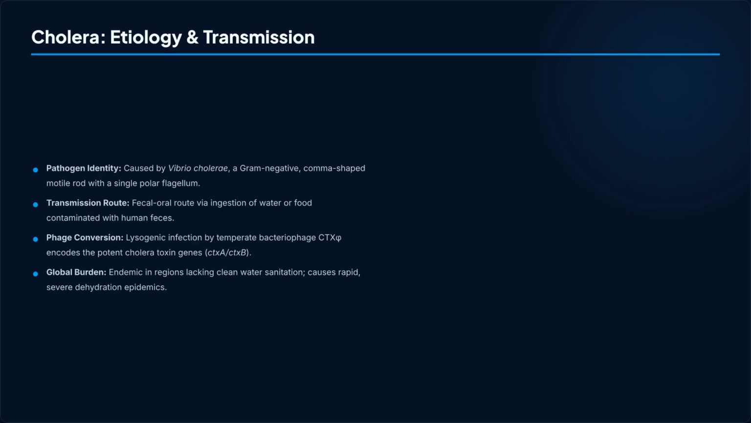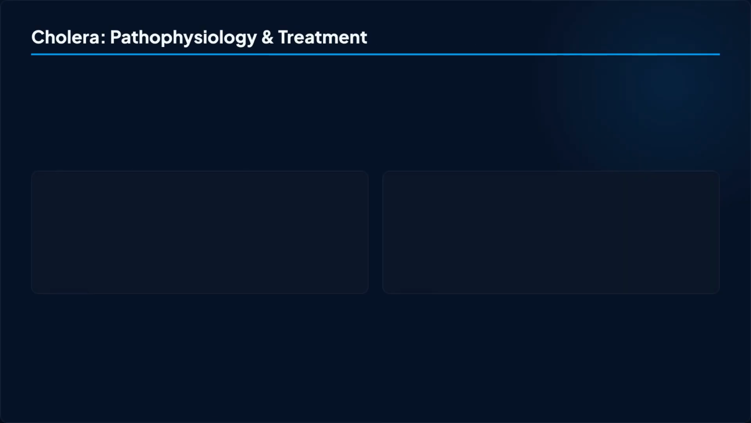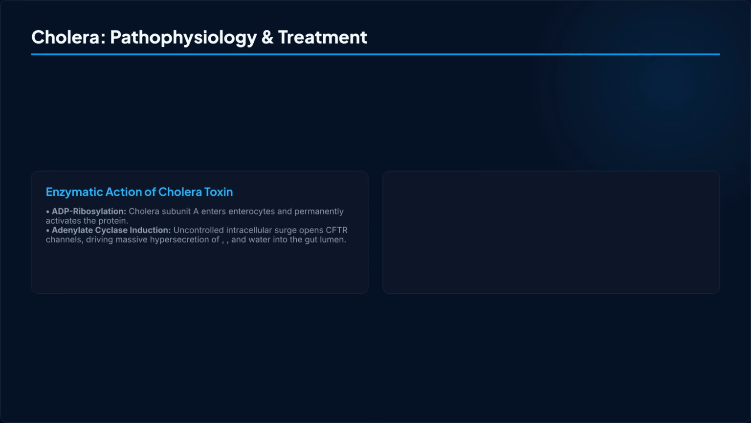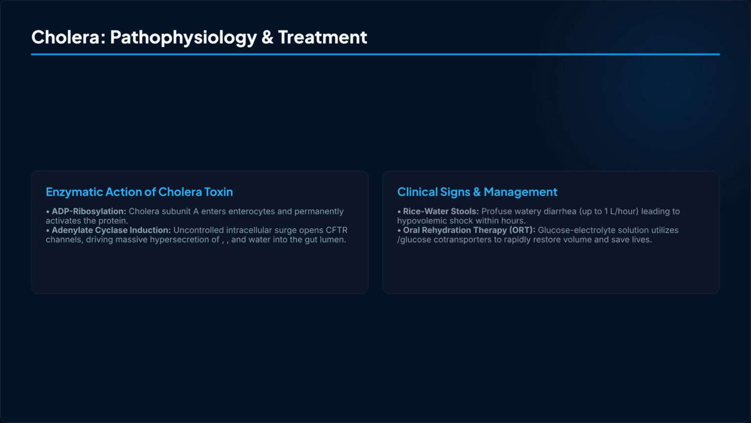We begin with cholera, caused by Vibrio cholerae. This gram-negative motile rod is transmitted via the fecal-oral route. Its pathogenicity is linked to lysogenic infection by a bacteriophage that encodes the potent cholera toxin. The cholera toxin acts by ADP ribosylation, which permanently activates G proteins and triggers adenylate cyclase. This results in massive fluid hypersecretion, leading to severe rice water stools. Management relies heavily on rapid oral rehydration therapy.